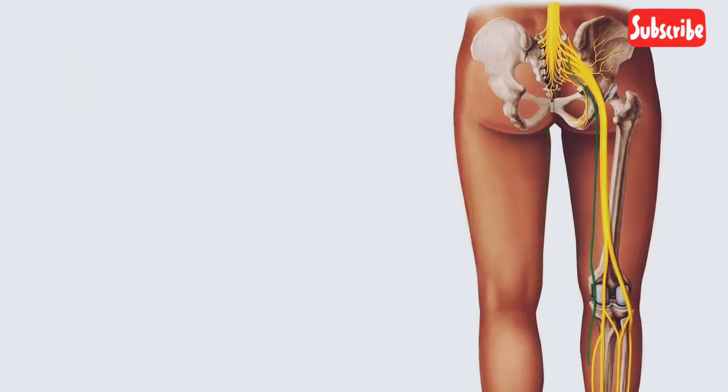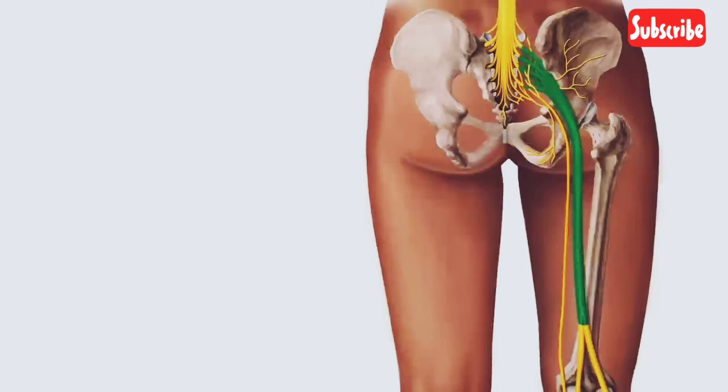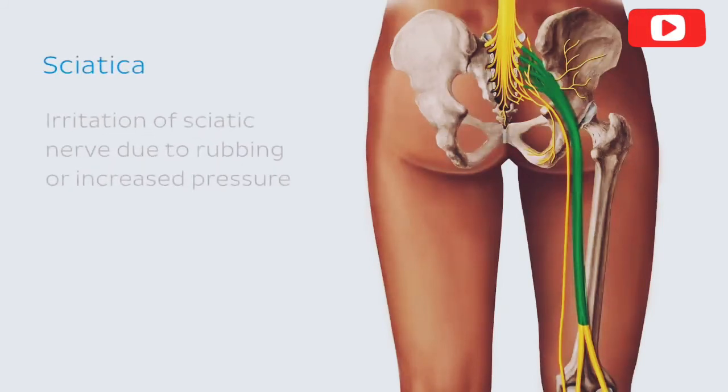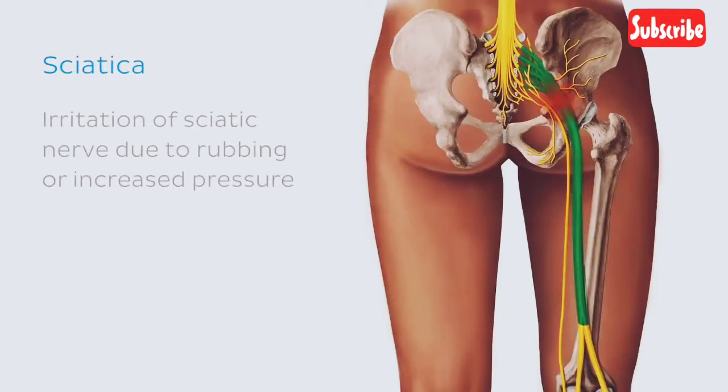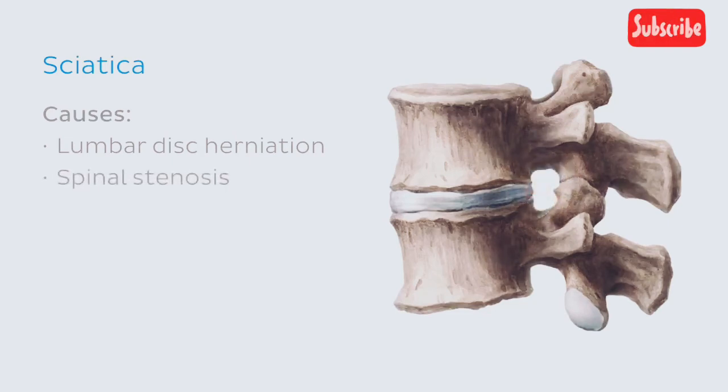All right, now that we're familiar with the sciatic nerve and its branches, let's get clinical. In today's clinical notes, we're going to be talking about sciatica, which is irritation of the sciatic nerve due to rubbing or increased pressure. The most common cause of sciatica is lumbar disc herniation, which can place increased pressure on its spinal nerves, which form the sciatic nerve. Another cause is spinal stenosis, where the vertebral foramen and spaces between the vertebrae get smaller, pinching the spinal cord and the nerves around it.